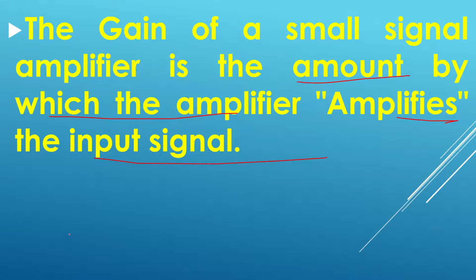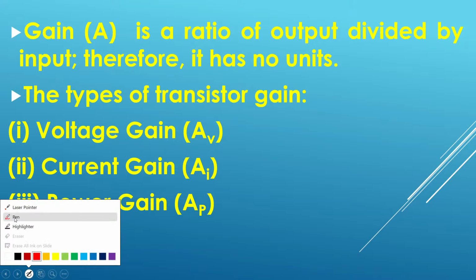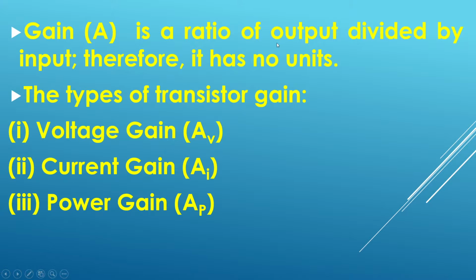If you want to write an equation for gain, gain is the ratio of output to the input. Gain does not have any units. It is the ratio of output to the input.